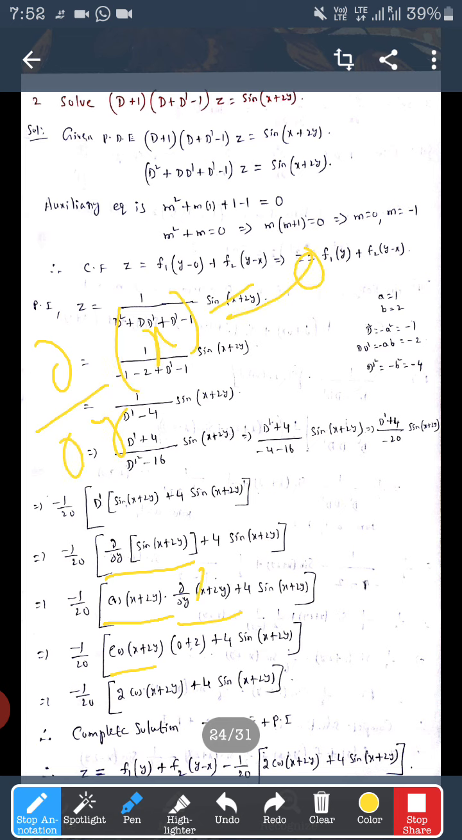So this becomes 0. Dou by dou y of 2y is equal to 2 into dou by dou y of y, which is 1, which is 2. Therefore, this is 0 plus 2 plus 4 into sin of (x plus 2y). And therefore, this is 2 into cos of (x plus 2y) plus 4 into sin of (x plus 2y). This is PI. Therefore, the complete solution is CF plus PI. This is the complete solution.